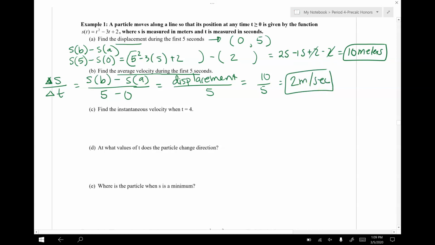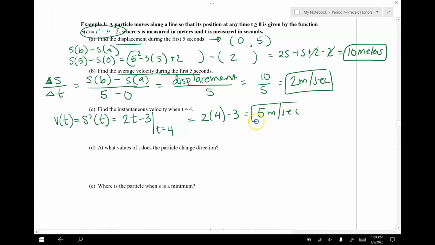C, find the instantaneous velocity at time equals 4. Instantaneous rate of change is the derivative of your position, which means the velocity. The derivative of the position, your original was t squared minus 3t plus 2, based on the power rule is 2t minus 3. We're looking for time equals 4. That's 2 times 4 minus 3. So this is 5 meters per second, the velocity at t equals 4.